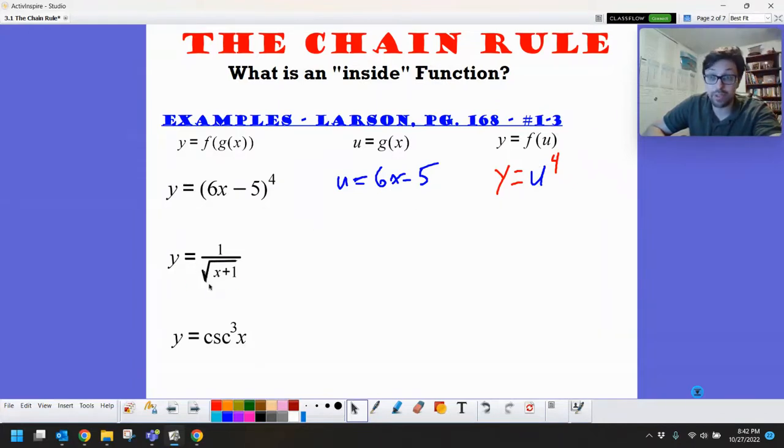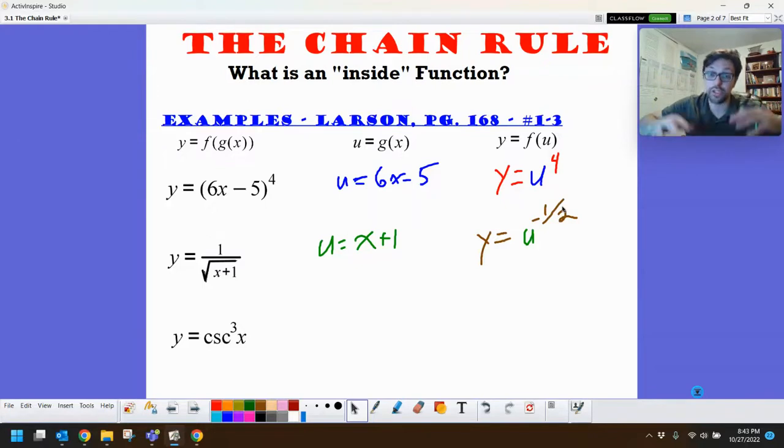In this example, it looks like there's like three things going on, really only two, because we've got that innermost thing. That innermost thing is x plus 1. Sure, we've got a fraction and a square root, but then that fraction and square root could be written as a 1/2 exponent. So that is the outer function, and that inner function is the x plus 1.